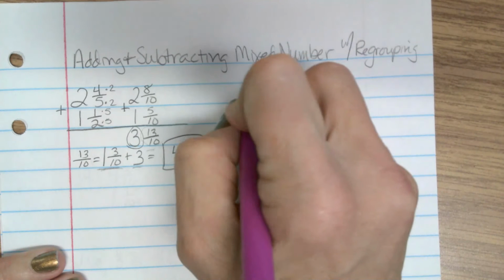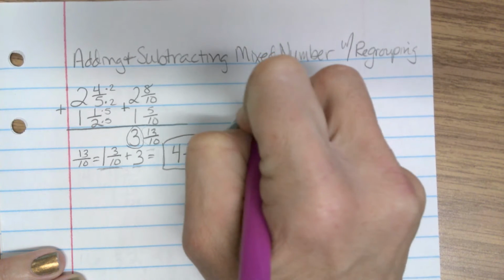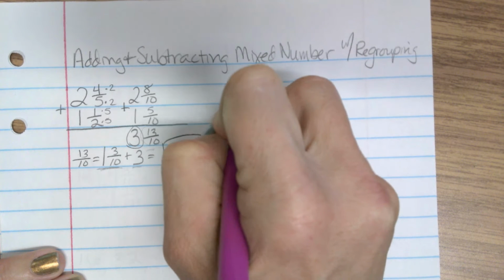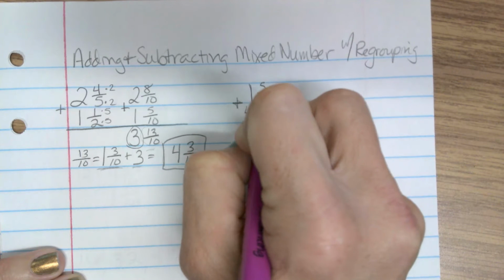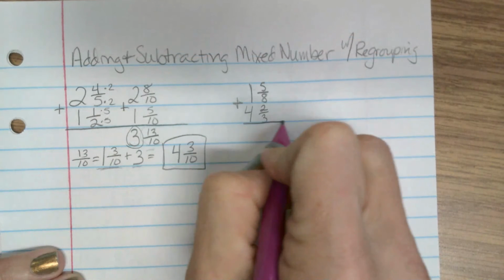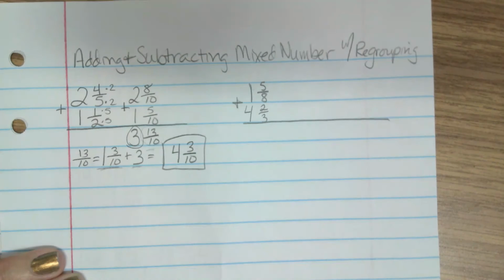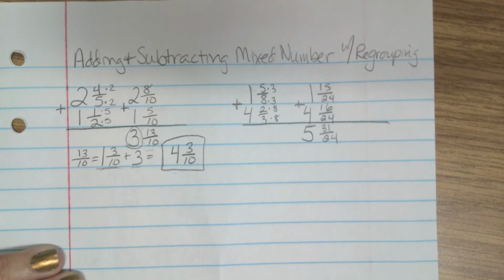Here's another addition problem you can go ahead and try. 1 5/8 plus 4 2/3. Go ahead and pause your video, try it out, and let's see if you can come up with a simplified fraction. Did you get 5 31/24? Check your work, it should match mine.